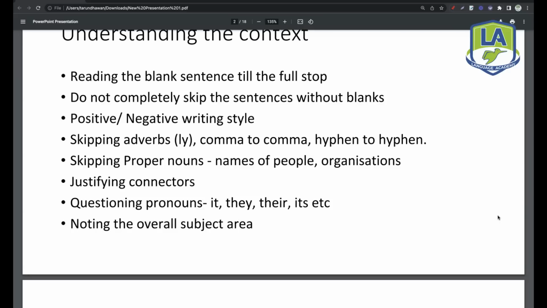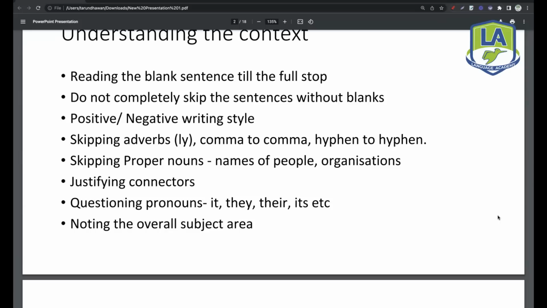A lot of times there are contexts in which you have a blank sentence and then one or two complete sentences which do not have any blanks in them, and we tend to skip those sentences. That's also not really advisable. Yes, we do have to manage the time, but at the same time, we cannot completely ignore some parts of the information given to us because they can be important in solving the further parts of the question. So you can be quick, you can go over those pieces of information, but you cannot completely skip or omit them.